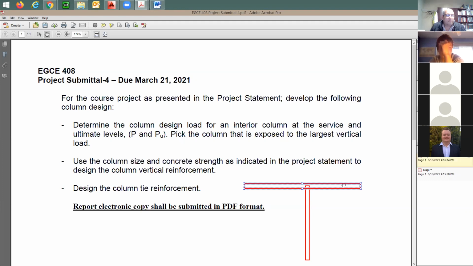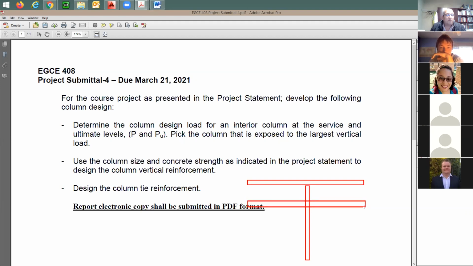Give me a second. Number 9 is what we discussed last week. Mine is a little slow, so it's loading. Number 10 is about spiral, and number 9 is about tied columns. How about this project? Do we have tied columns or spiral columns?